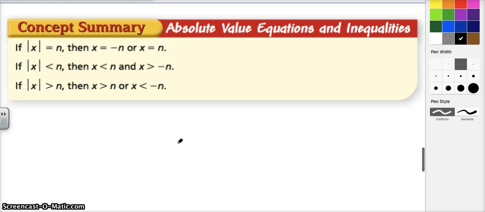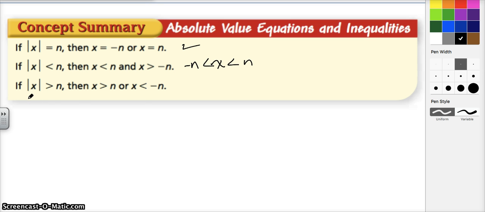All right, my good friends. So here is the little memory device that you should use. When you have the absolute value of something that's equal to a number, then you need to know that that thing could equal the negative or positive version of the number. Check. When you have the absolute value of something is less than a number, then you need to know that you've got this situation here. x is less than n, and at the same time, x is greater than negative n. That's exactly what's being said here.